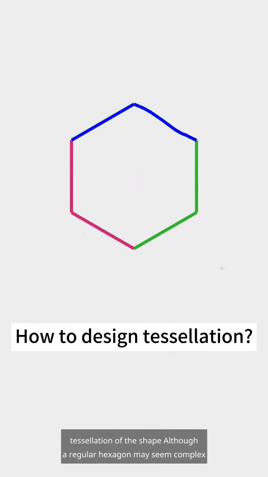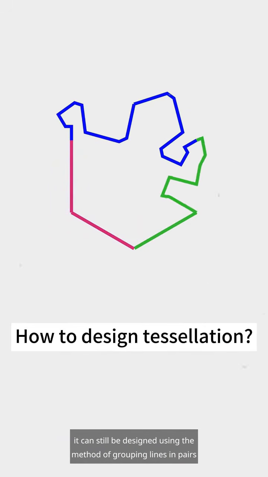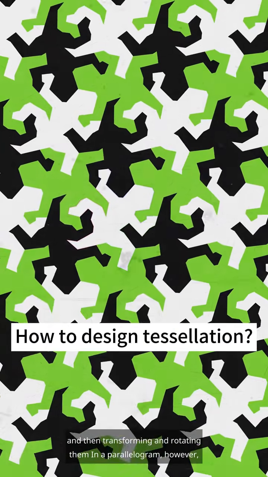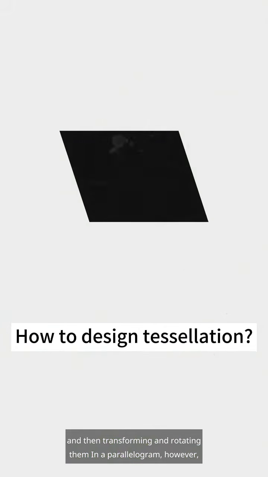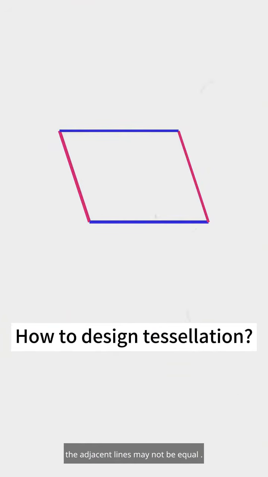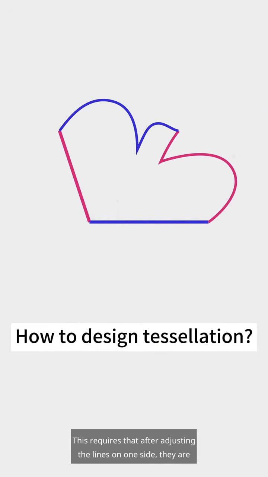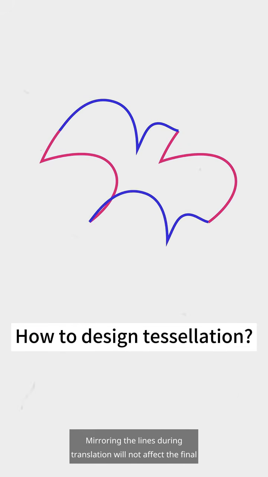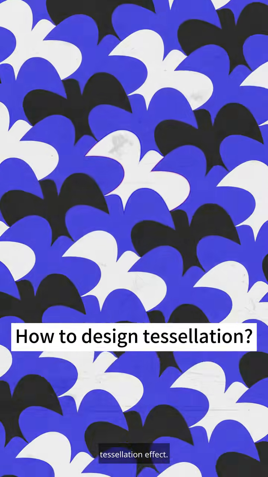Although a regular hexagon may seem complex, it can still be designed using the method of grouping lines in pairs and then transforming and rotating them. In a parallelogram, however, the adjacent lines may not be equal. This requires that after adjusting the lines on one side, they are translated to the opposite side. Mirroring the lines during translation will not affect the final tessellation effect.